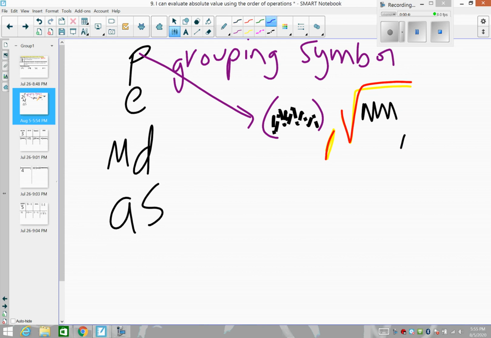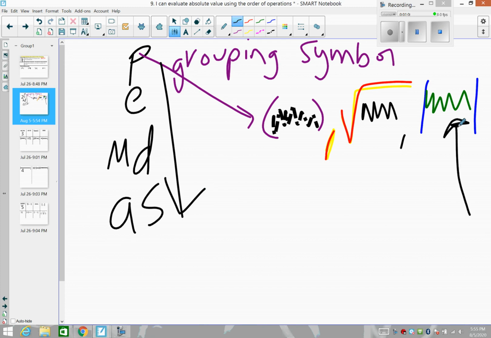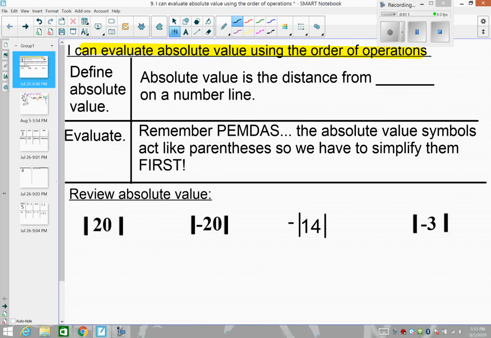So the third grouping symbol, which I just mentioned but we didn't practice, is our lesson today: the absolute value bars. With the absolute value bars, we also have to do all the stuff on the inside of those bars. So that's our goal today, to still use order of operations. Still all the same steps, but we have to make sure we do the absolute value first, all the stuff on the inside. So let's do a quick review of what absolute value is.